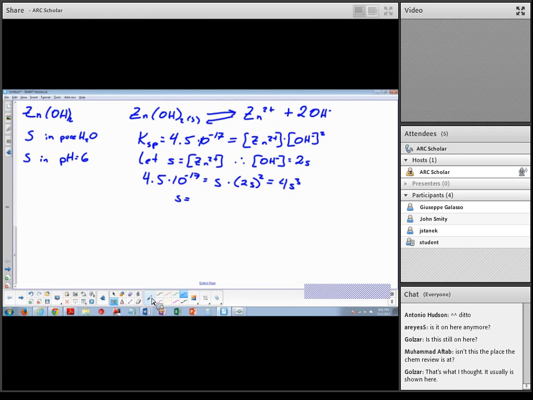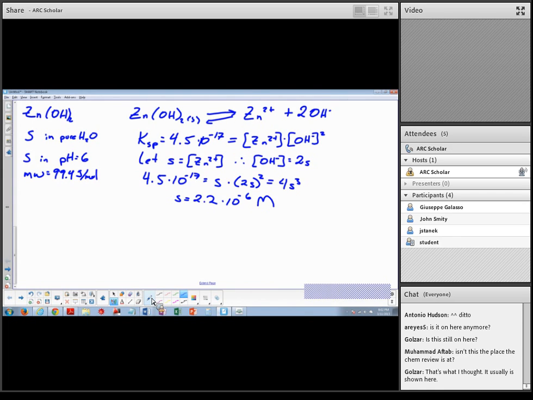I'll just tell you. 2.2 times 10 to the minus 6, and this is moles per liter. Okay? Solubility, usually we're talking about grams per liter. So how are we going to convert from molarity into grams per liter? You got to use the molar mass. So I'll just tell you over here, molecular weight is 99.4 grams per mole.